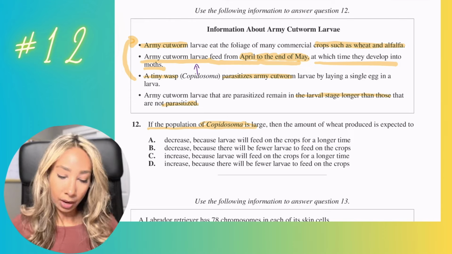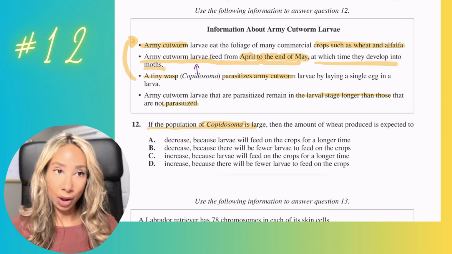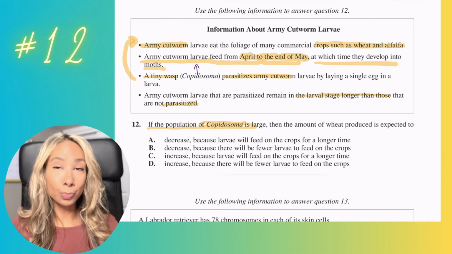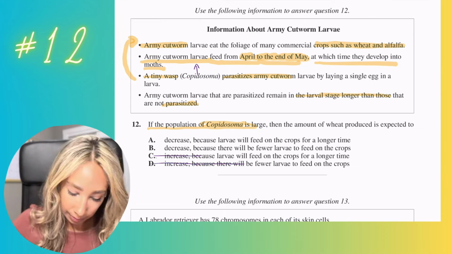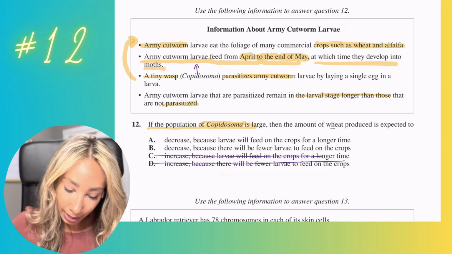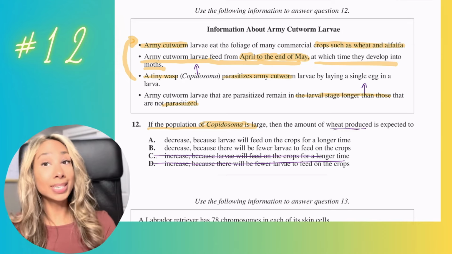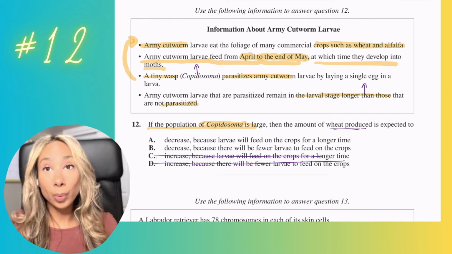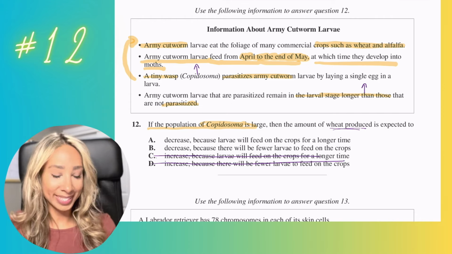If they are a parasite to the cutworm, that means the larvae are going to probably decrease. So we can take out anything that's going to increase, because that means you have a longer larvae lasting, which means the wheat that's produced can decrease because you've got more predators, aka the larvae, that's able to consume them. I hope that one made sense.